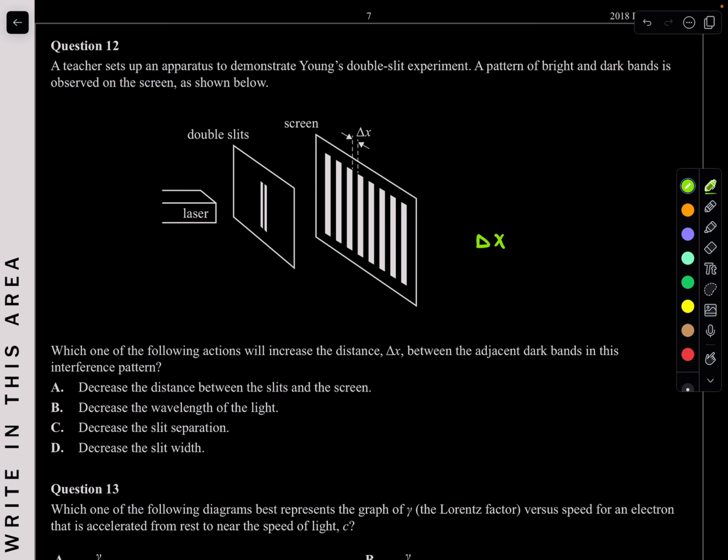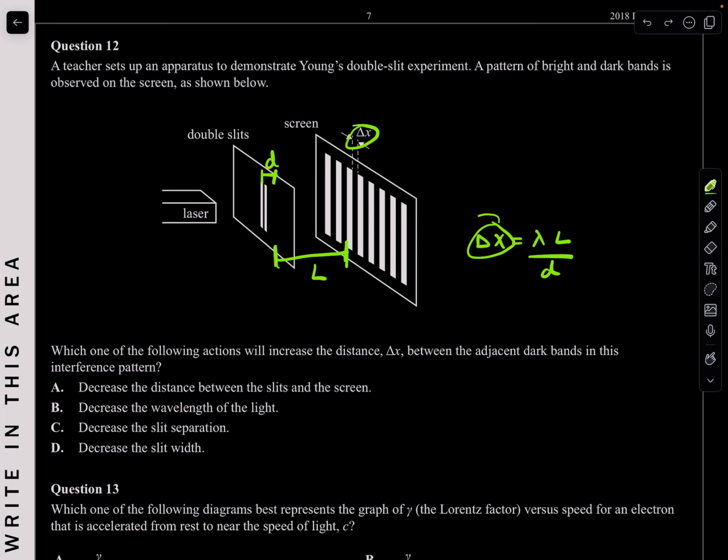the distance between adjacent dark bands, equals lambda L over d. This d here is the distance between the slits, so it's actually the slit separation. L is the distance from the double slits to the screen. This is your L. And change in x is the distance between these two adjacent dark bands, and lambda is just the wavelength in this case. So let's have a look at the question. Which of the following actions will increase that change in x? So we want to increase this. Let's have a look at which one will do that for us.